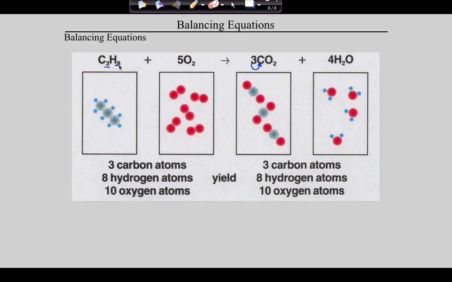8. How many are coming out? 4 times 2, that's 8. How many oxygens are going in? 10. How many are coming out? 3 times 2, that's 6. 4 times 1, that's 4. 6 plus 4 is 10. So guys, we can do conceptually what this is doing visually. That's going to be our challenge.